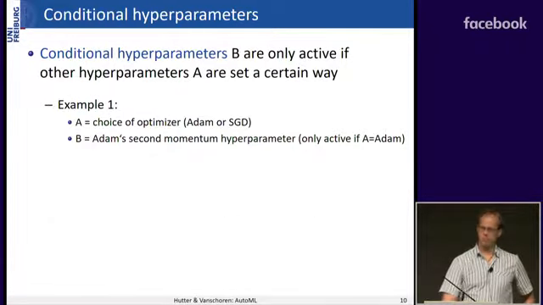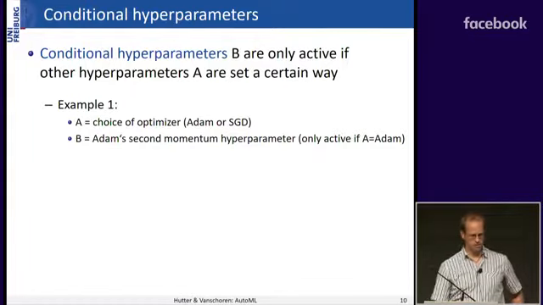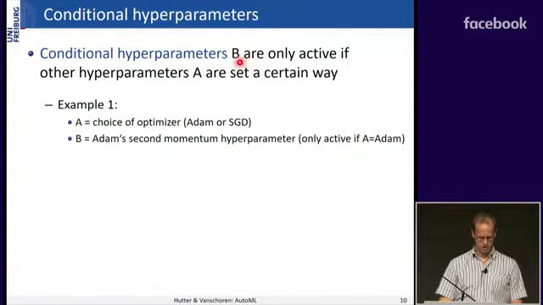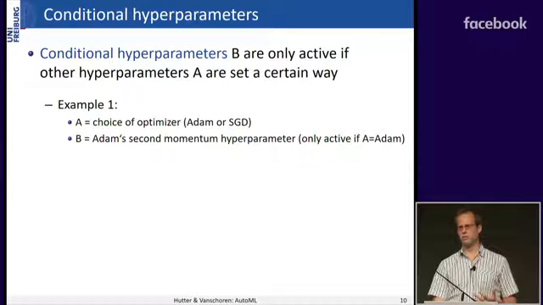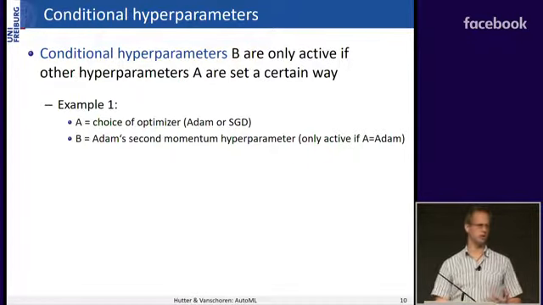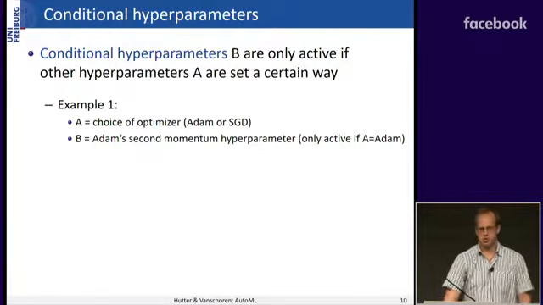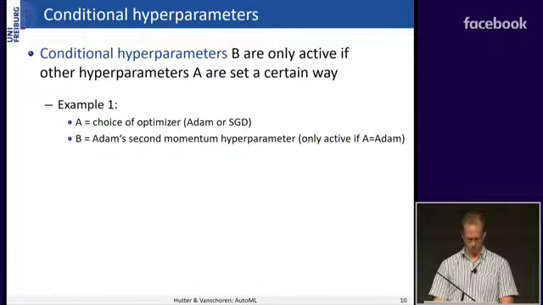Another type of hyperparameter is a conditional hyperparameter. Conditional hyperparameters B are only active if some other hyperparameters A are set in a certain way. And these conditional hyperparameters allow us to write pretty generic search spaces as a hyperparameter optimization problem. So one example is Adam's second momentum parameter. If you don't use Adam, then this hyperparameter is not going to be active. It's not even going to be inspected, and it's provably unimportant. If you don't pick Adam, then you don't need to pick the second momentum parameter.